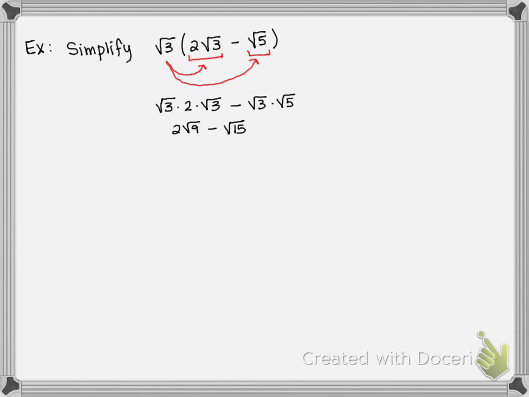So now this is just like one of the problems we were just doing, where I can simplify each term individually. The square root of 9 is 3, so this is 2 times 3. And then the square root of 15 doesn't simplify, because it just factors into 3 times 5, and there are no perfect squares there. So that's just going to stay the same. So we get 6 minus the square root of 15.